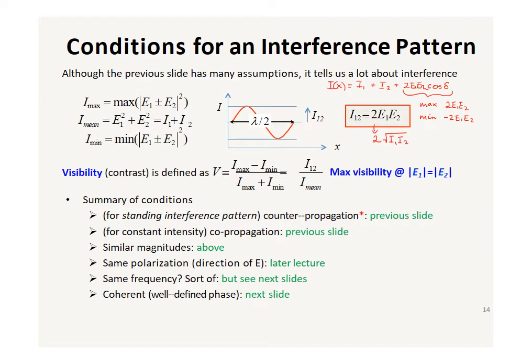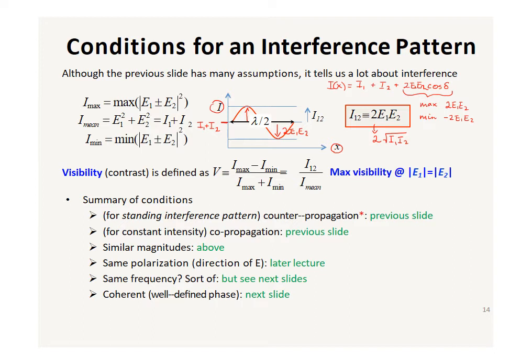In this graph here, I'm showing as a function of position the intensity. The intensity here, the average intensity, is going to be I1 plus I2. So if there were no interference taking place, then that intensity would be actually what you see, I1 plus I2. But when there's interference taking place, we see an oscillation around that mean value, and the amplitude of this oscillation is 2E1, E2.